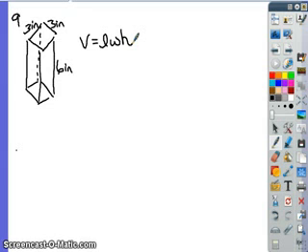Also, did I mislabel number 7? I called it a square prism. No, that's right. Oh, okay.